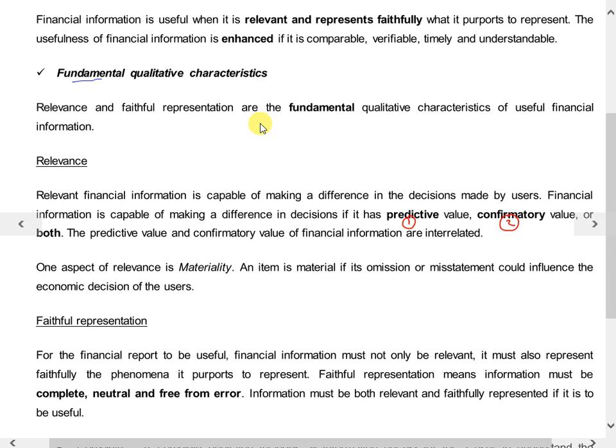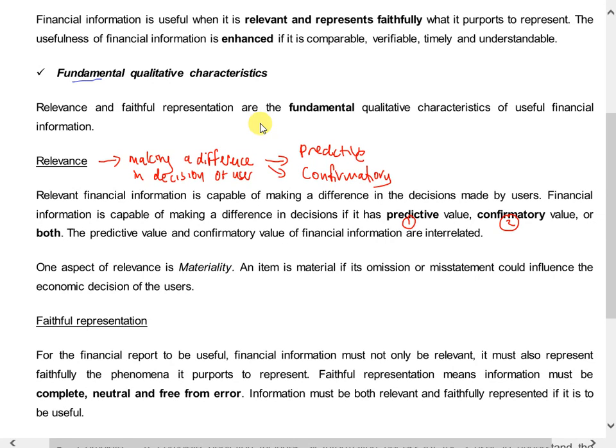So I summarize it here. Relevance means capable of making a difference in the decision of the user. And capable of making a difference means it is what? It has got predictive, confirmatory value, or both. Relevance are information that is capable of making a difference. Capable of making a difference means it has got predictive, it has got confirmatory value, or both. We have six examples.